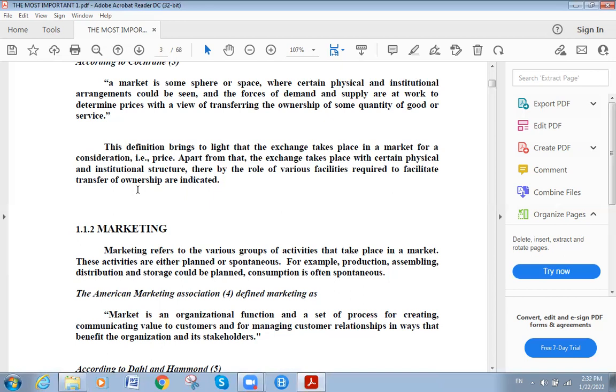So market doesn't mean a place in the sense of a physical place, but it is where the willingness of the buyer and the seller agree together on an exchange process. This is the core of the marketing itself. Okay.